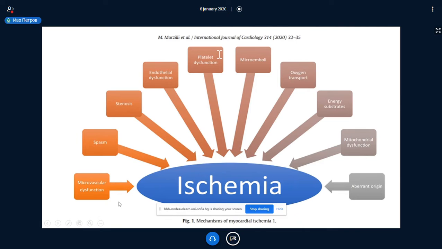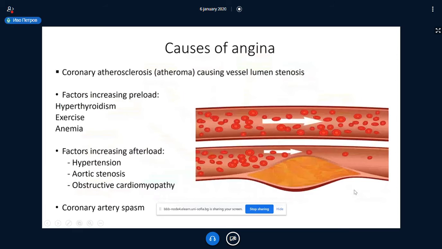It can be also not only spasm, I already mentioned, but it can be microvascular dysfunction. This can be, of course, atherosclerotic stenosis, endothelial dysfunction, platelet dysfunction, microemboli, oxygen transport impairment, energy substrates carriage impairment, mitochondrial dysfunction, or aberrant origin of the arteries of the heart. So we are starting one by one to take a look at the causes. The coronary atherosclerosis is the most frequent one.